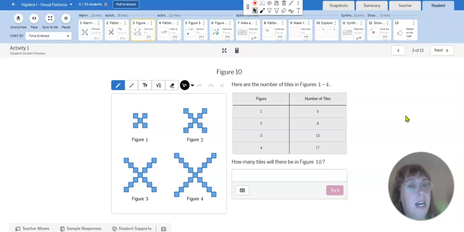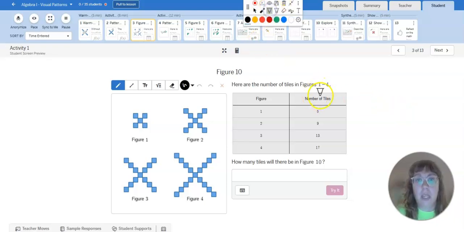Here are the number of tiles in figures 1 through 4. So we're looking at the same figure, and it's asking about figure 10. Now this is going to be adding a lot each time. Like we would have to make a lot of figures, and that can be kind of hard to draw figure 5, figure 6, figure 7, all the way to figure 10. So when we start to see a sequence and notice that it's growing by the same amount each time, we can look at how the number of tiles are changing.